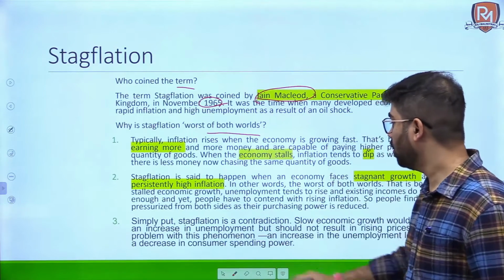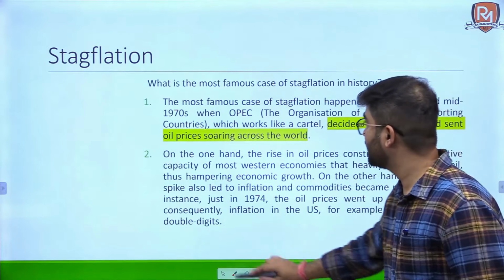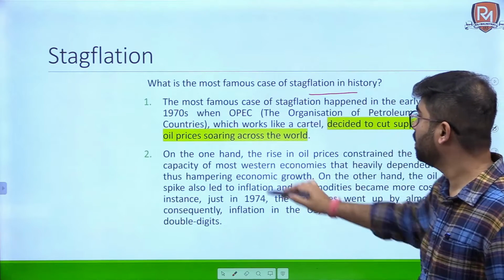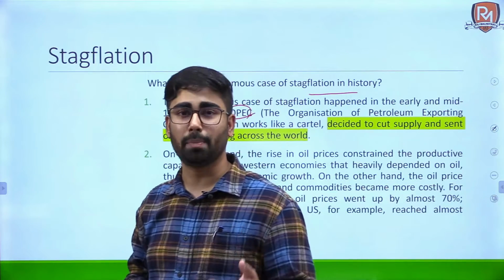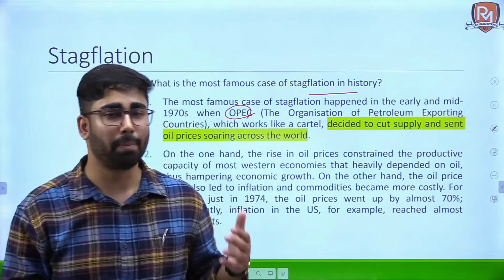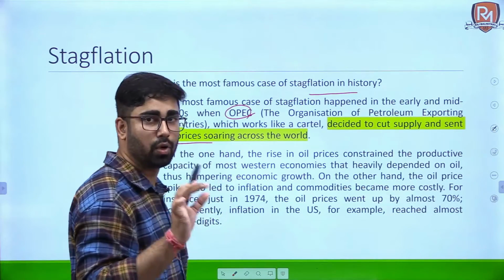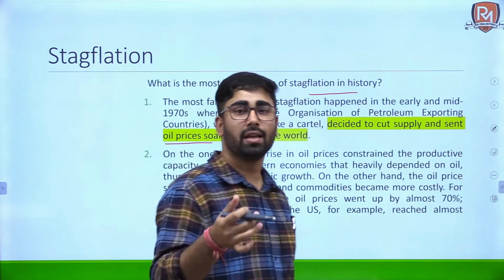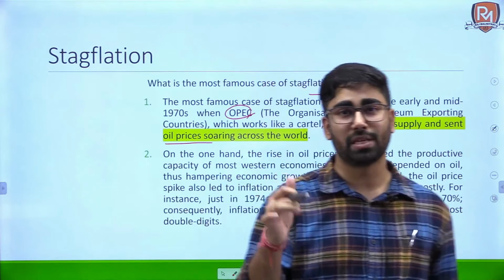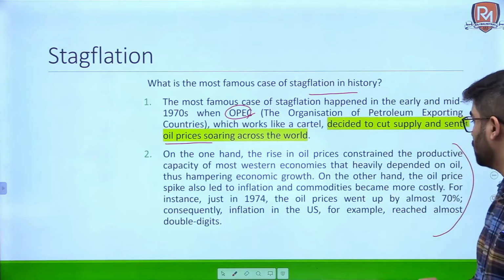So we have discussed this concept already. Now, what is the most famous case of stagflation? We already discussed it. When OPEC in 1970s raised the oil prices, because of which there was a supply cut and the oil prices increased, and that is why there was stagflation, especially in United States of America. We discussed this concept already.